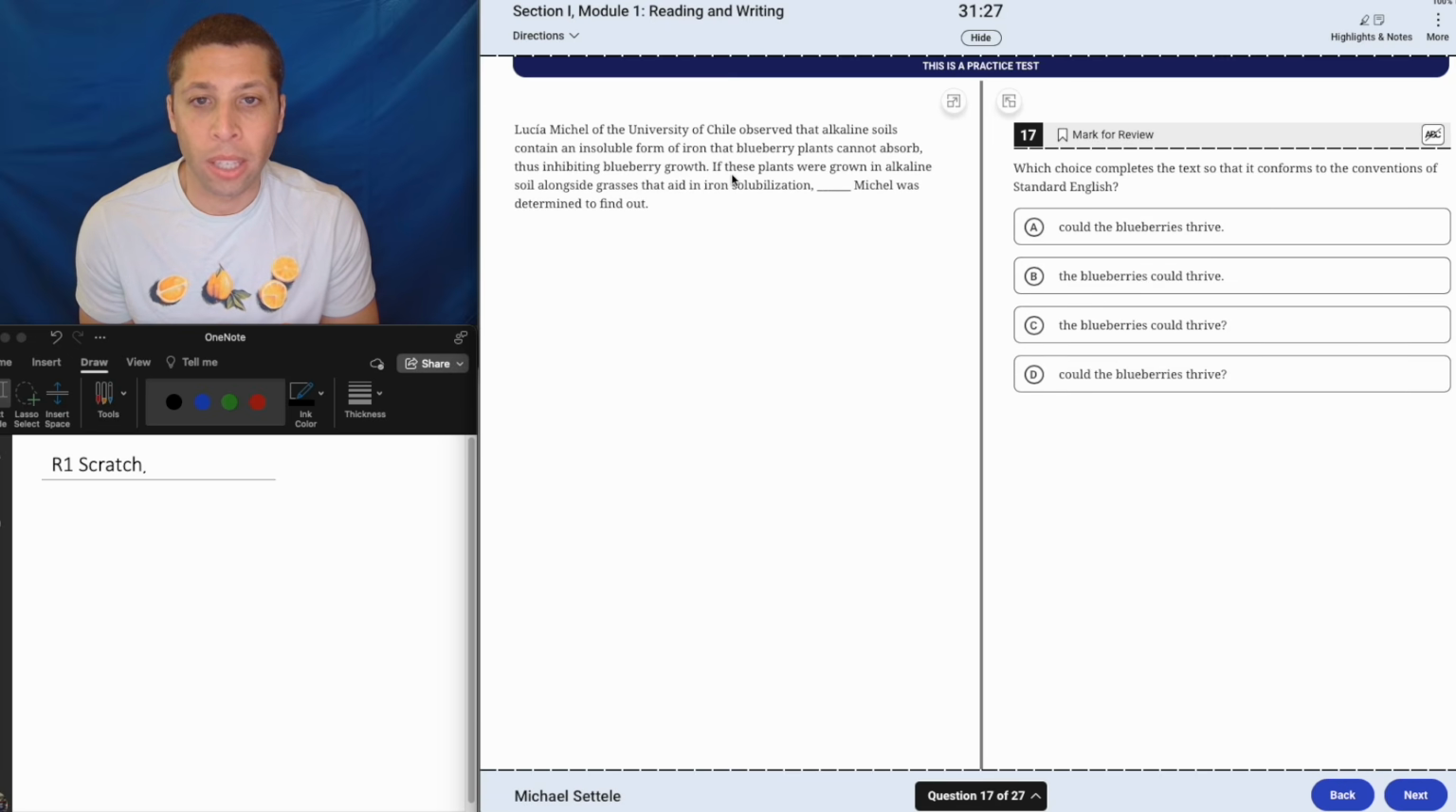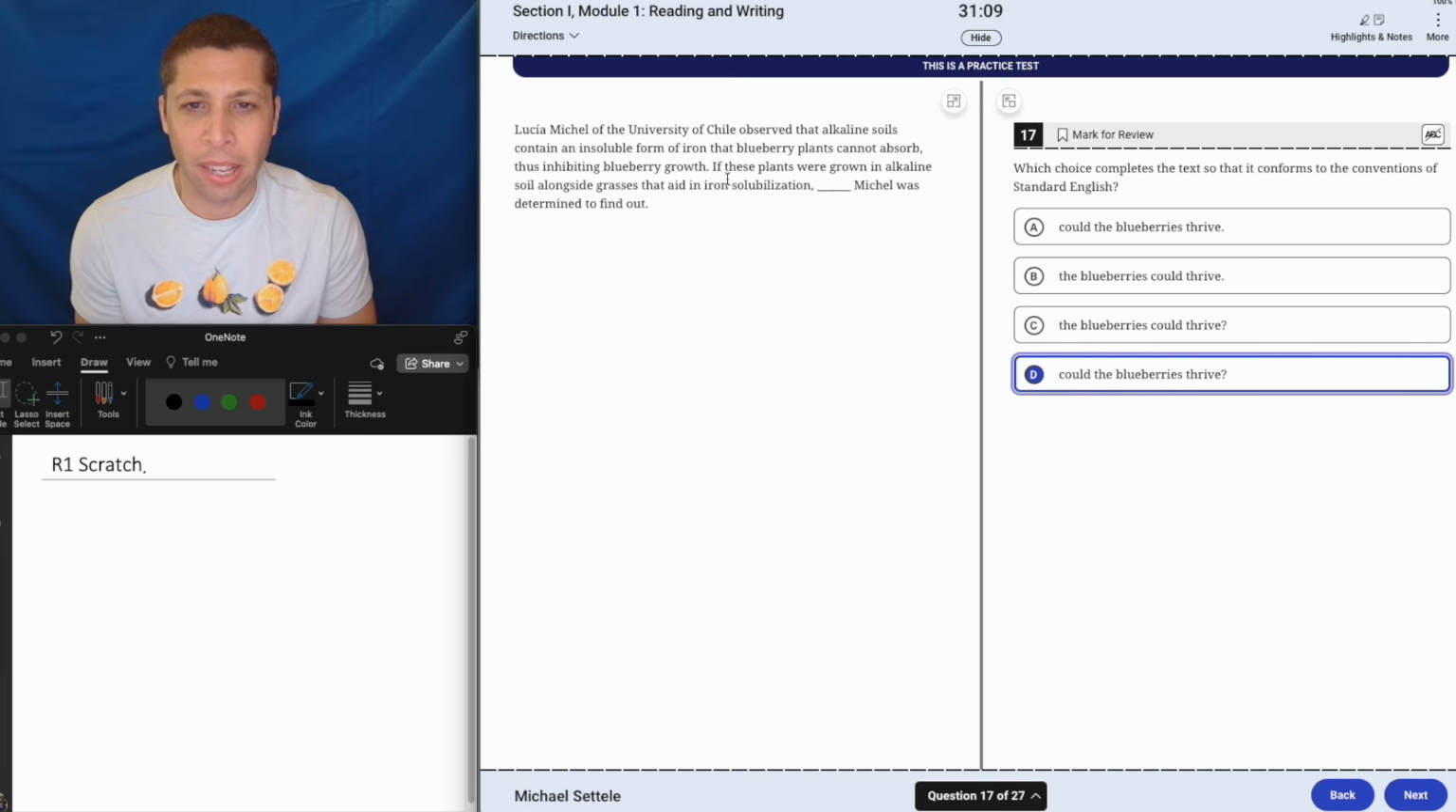So do we have a question? If these plants were grown in alkaline soil alongside grasses that aid in iron solubilization, could the blueberries thrive? Whoa, okay. I think this is an actual question. Could the blueberries thrive? I think I've seen this question too, but I don't remember the answer. If these plants were grown in alkaline soil alongside grasses that aid in iron solubilization, could the blueberries thrive? Michael was determined to find out.